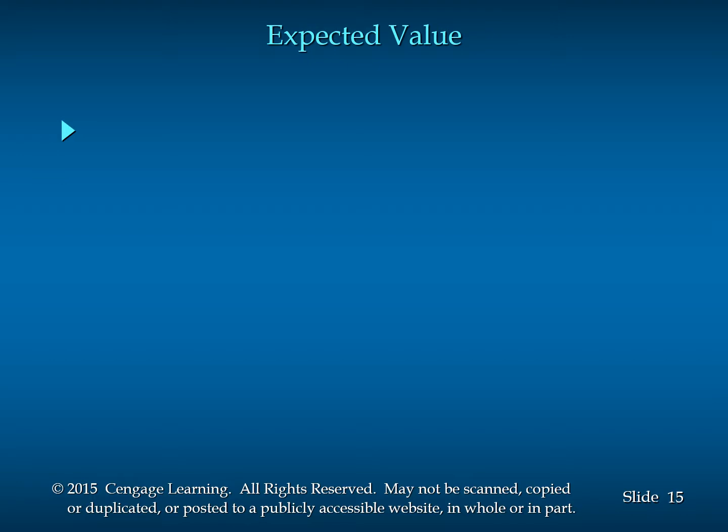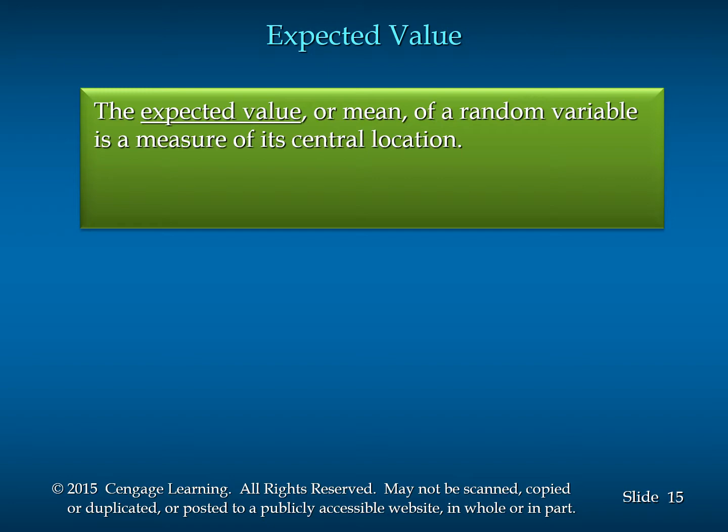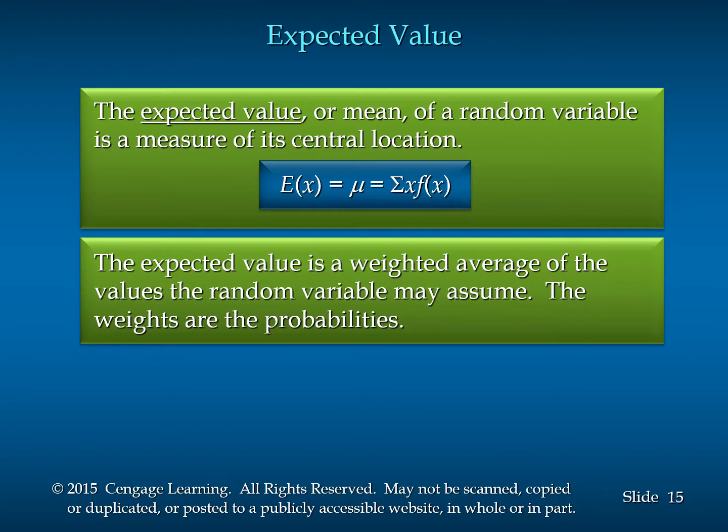For any discrete probability distribution, we can determine the expected value or the mean. And it's simply the sum of each value x multiplied by its probability. This expected value is actually the weighted average of the values weighted by their frequency or by their probability.